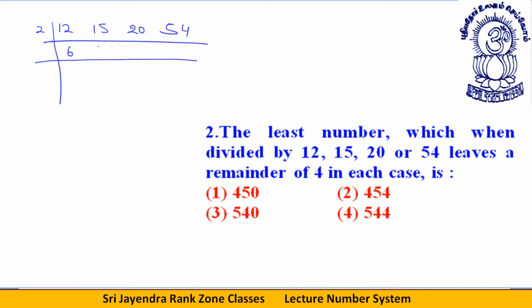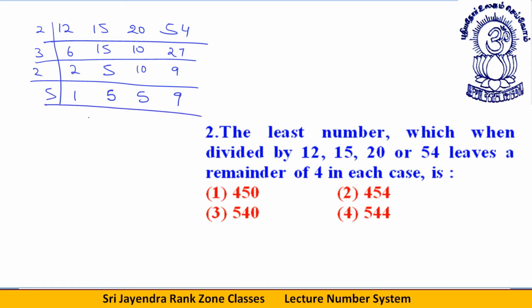See, I think all of them are divisible by 2. No, no, not all divisible by 2, but no problem. Whatever are divisible, let's divide them. 6, 15, 10, 27. Let's divide by 3 once. 2, 5, 10 will remain as it is, 27 will become 9. Again 2, you get 2 divided by 2, 1, 5, 5, 9. So now the things are easy. Divide by 5 and you get 1, 1, 1, 9.